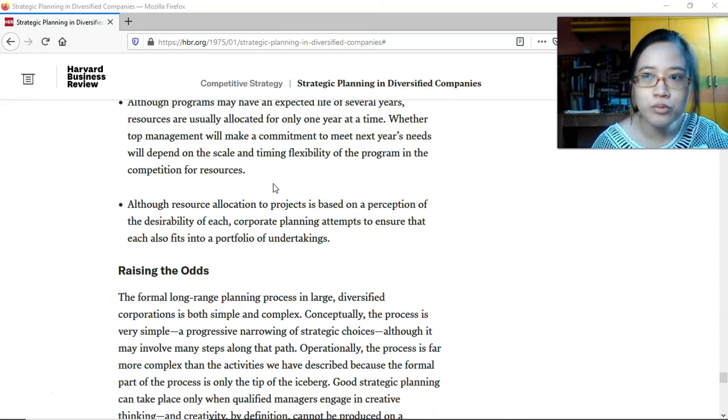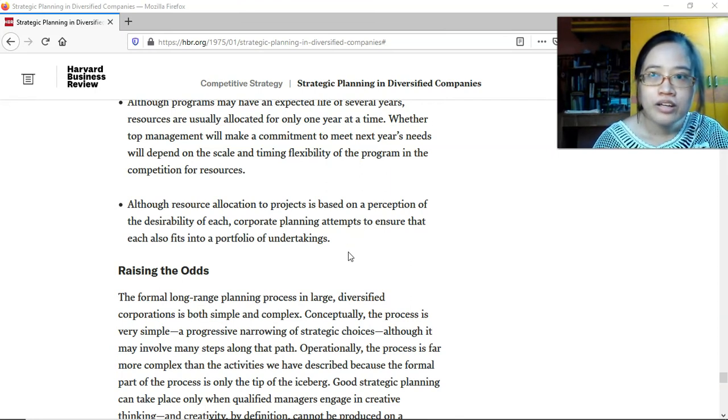Okay, tapos after 1 year, syempre may panibagong resources yung company from the sales during that year or from the collection during that year, na yun yung magiging gagamitin naman for the following year, right? Or depending na rin on the financing activities of the business, okay? Although resource allocation to projects is based on a perception of the desirability of each, corporate planning attempts to ensure that each also fits into a portfolio of undertakings. Yun nga, kasi nga, naka-align dapat siya sa corporate goals and objectives.